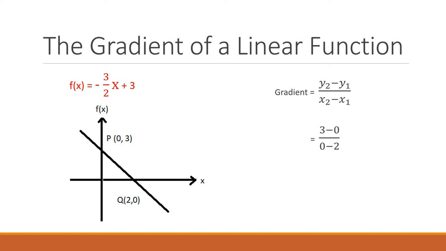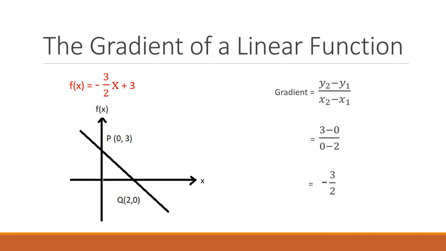As you can see, y2 is now 3, and y1 is 0 from Q. Then x2 is 0 from P, and x1 is 2 from Q. I'm not going to talk about how we're deriving this formula. I'm just going to use it, and I'm going to show you why this is important. Okay, so now I have the gradient of this function. For those of you who understand gradient, you should know that we don't even need to use the formula to get the gradient. We can actually take it from here. Whatever's attached to that x is going to be the gradient of any linear function.